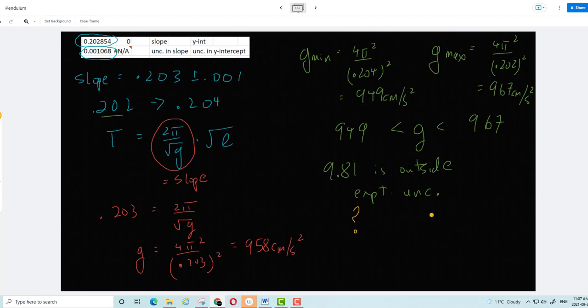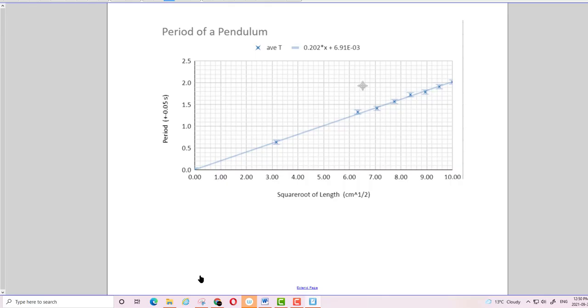You can say, well, if I rearrange this equation here, I get that the square root of g all over 2 pi is equal to the square root of L all over the period. So if my L value is consistently short, my g value will also be consistently short. So I'm beginning to think that maybe I've identified a systematic error in my experiment.